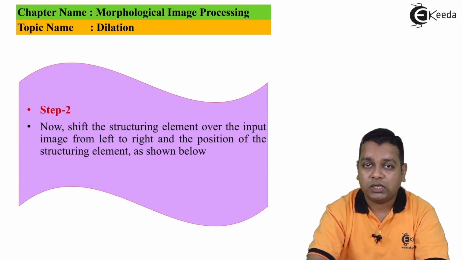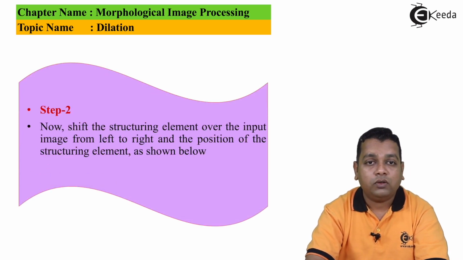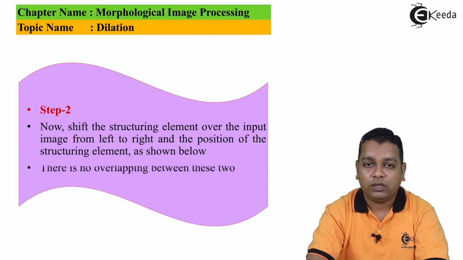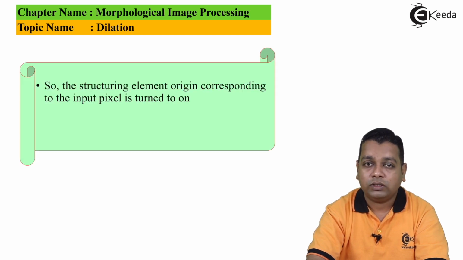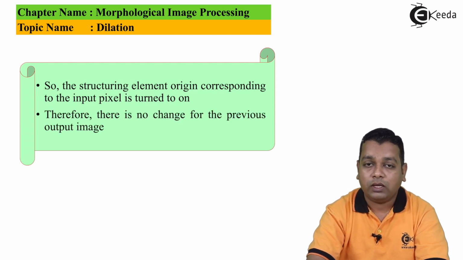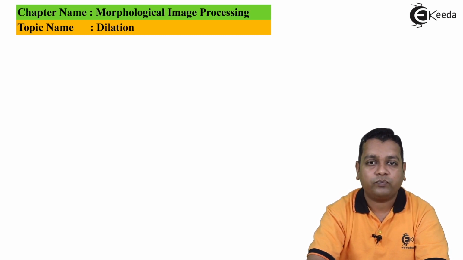Now let us follow step number 2. Here we shift the structuring element over the input image from left hand side to the right hand side, and the position of the structuring element can be shown here. There is no overlapping between these two. So the structuring element origin corresponding to the input pixel is turned on. Therefore, there is no change for the previous output image.